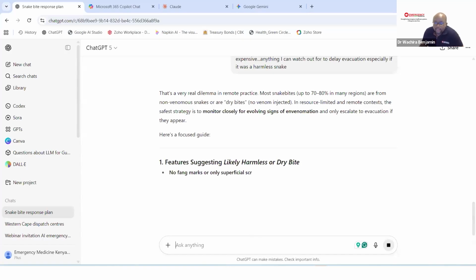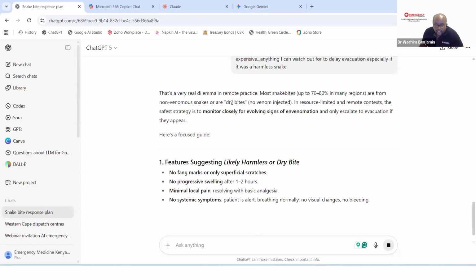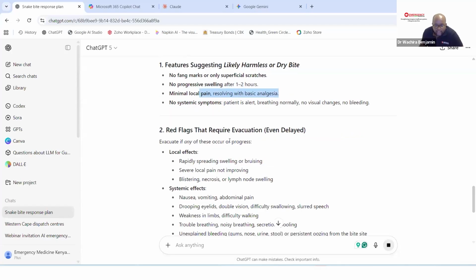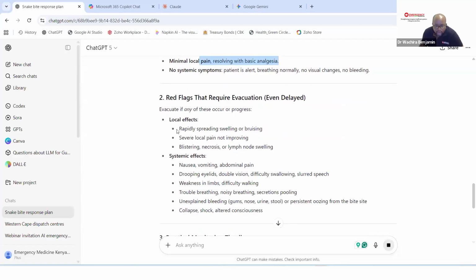Okay, so up to 70 to 80% of snakebites are dry bites, no venom injected. Features suggesting a harmless or dry bite: no fang marks or facial signs, no progressive swelling after 1 to 2 hours, minimal local pain resolving with basic analgesia, no systemic symptoms. If I'm not seeing any of this, red flags that require evacuation, even delayed, are blistering and systemic effects.